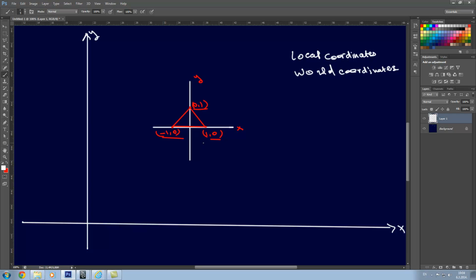And it's very important that you understand the concept of converting from local to world coordinates and getting back again, because it is really essential for you so you could get something rendered on your screen.